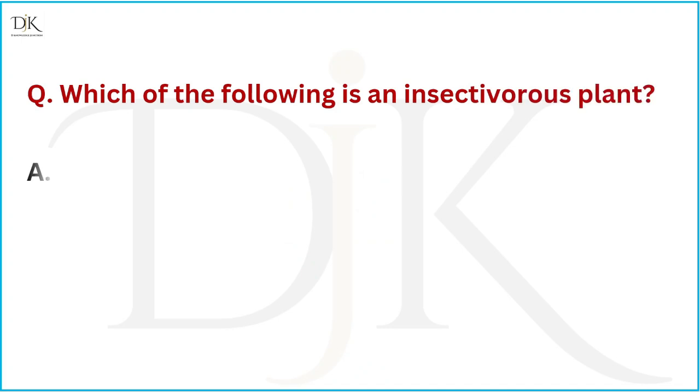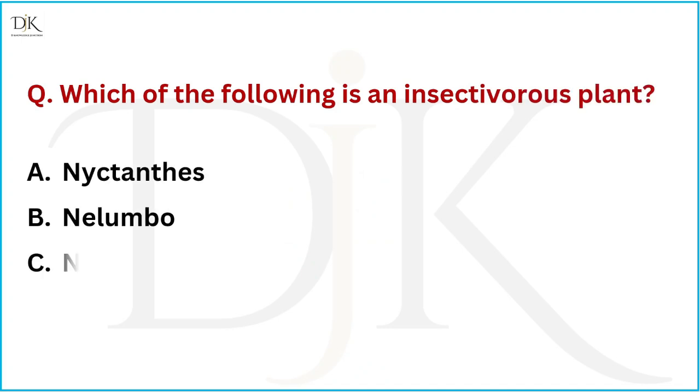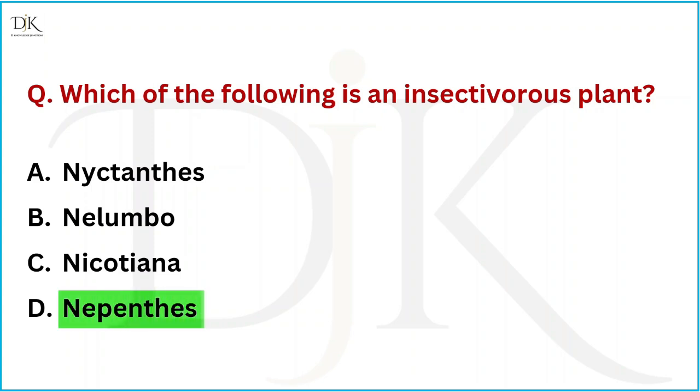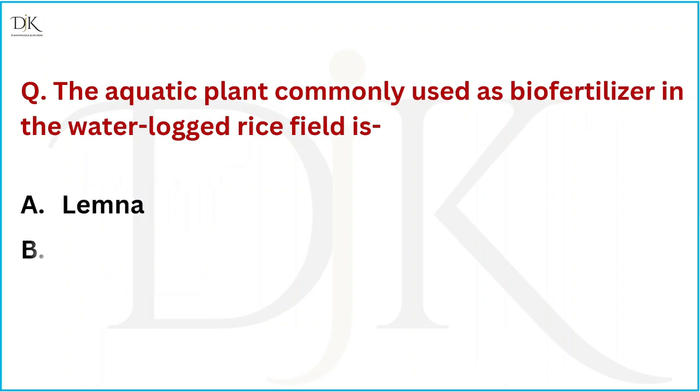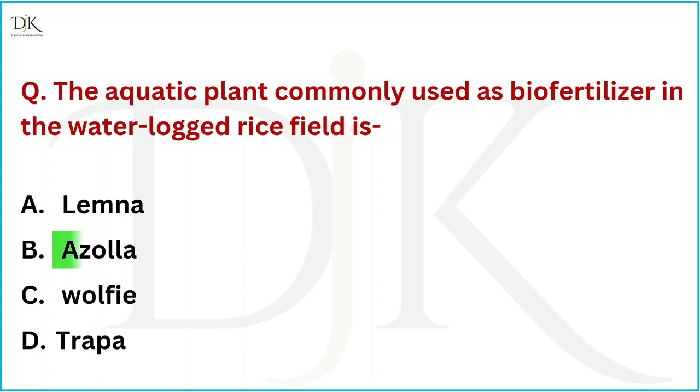Which of the following is an insectivorous plant? Right answer is Nepenthes. The aquatic plant commonly used as biofertilizer in the waterlogged rice field is? Right answer is Azolla.